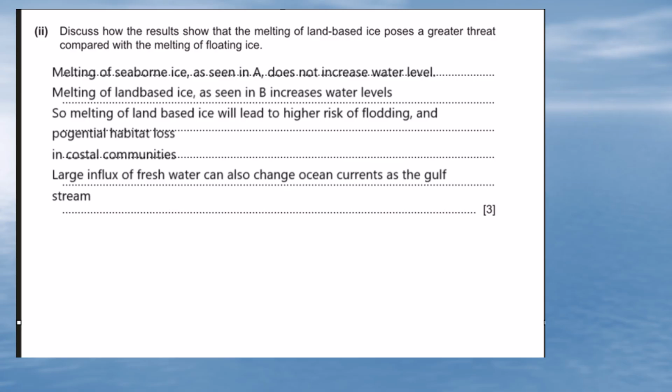I would make clear that melting of seaborne ice, as we see in A, does not increase water level, but melting of land-based ice, as we see in B, does increase water levels. So melting of land-based ice will lead to higher risks of flooding and potential habitat loss in coastal communities. This should get the 3 points, but just to make sure, I also write that a large influx of fresh water can also change ocean currents such as the Gulf Stream. Now we should be pretty sure that we have all 3 points.